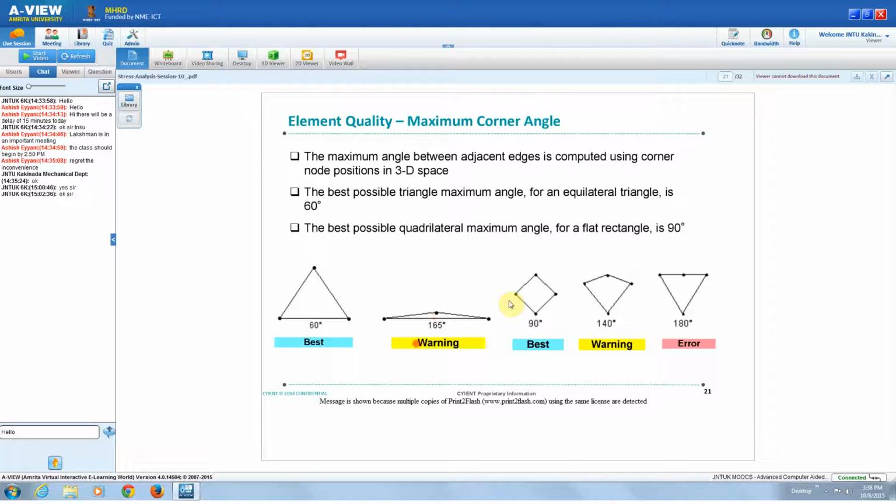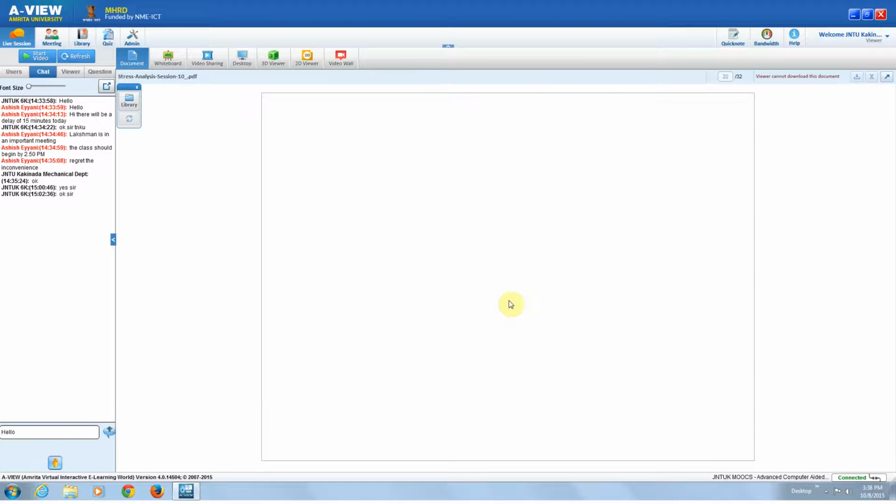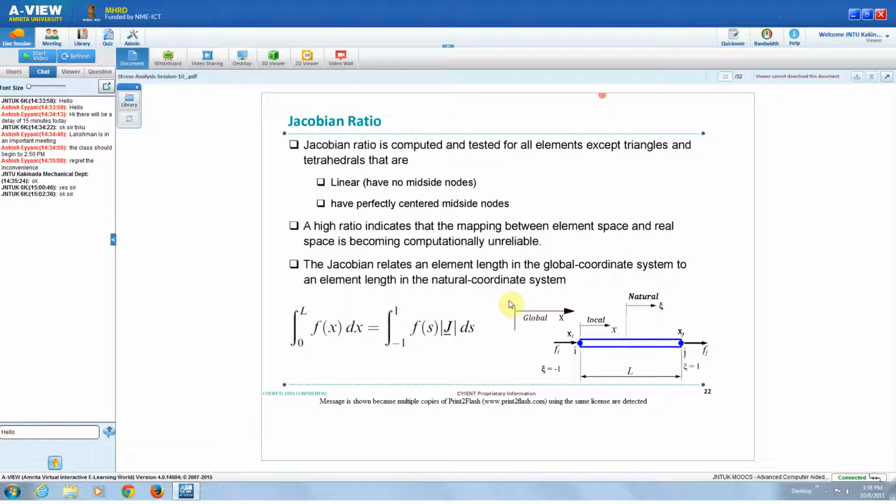So if you see this, 165 degrees for tria is a warning, and 140 degrees is a warning, but 180 for brick hex is an error. The reason is it is almost a straight line here, and it is an error element. So now the important thing in error elements is Jacobian ratio.